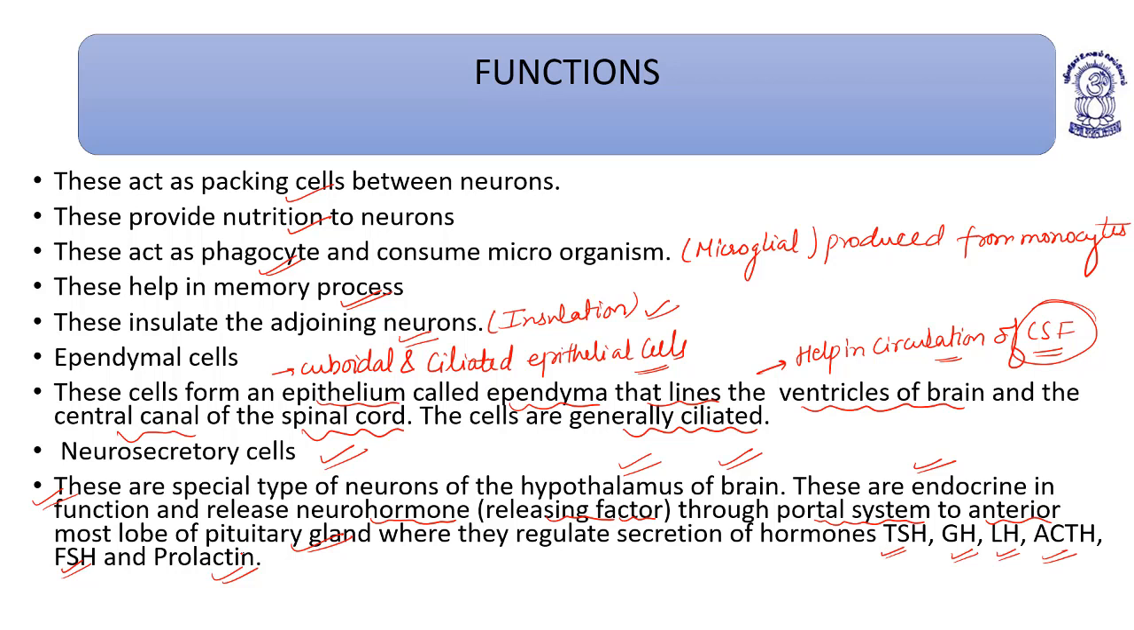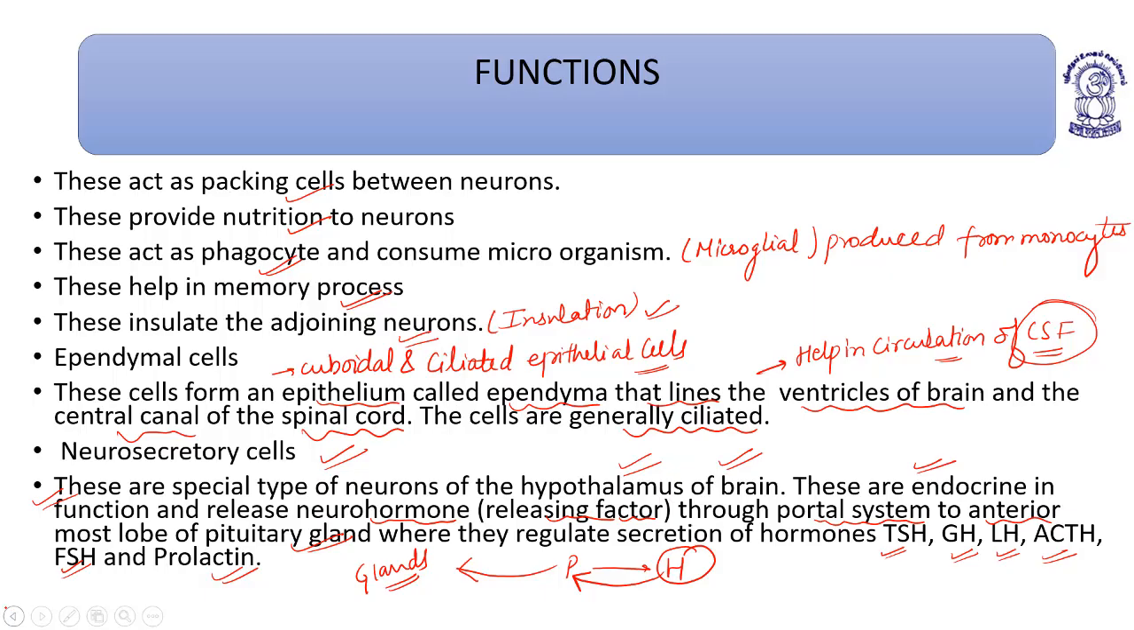The neurosecretory cells are endocrinal in function, and they release neurohormones. The pituitary and the hypothalamus are connected by the hypothalamic-pituitary stalk system, which includes the neurosecretory cells. These neurosecretory cells help the hypothalamus to control the pituitary, and the pituitary to control other glands. So I think this part is completed.